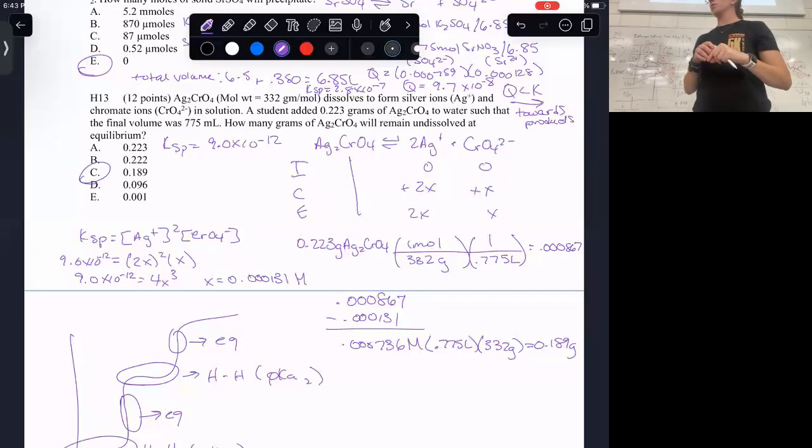So the X is the total amount of salt. Yes, yep, the original salt. Regardless, you don't have to take 2x. Nope, because you already took that into account when you solved for X using Ksp.